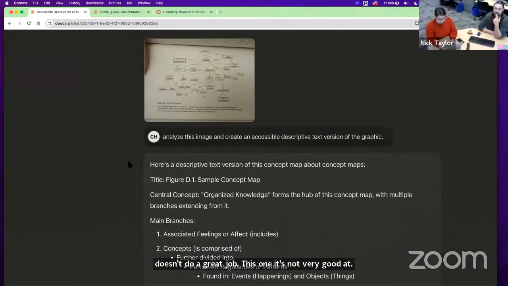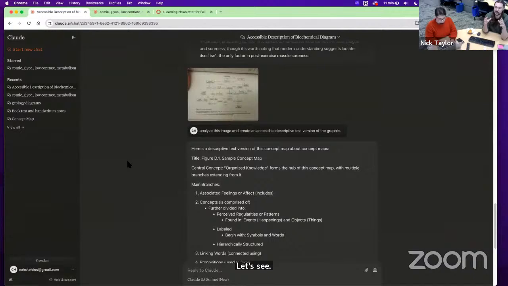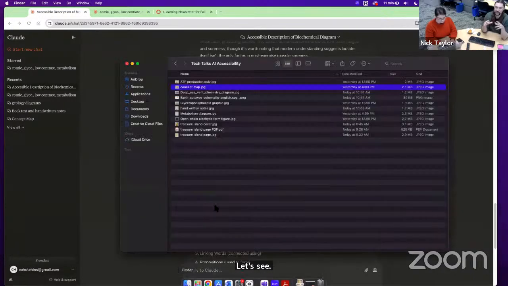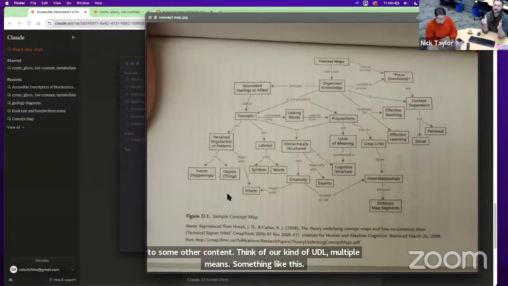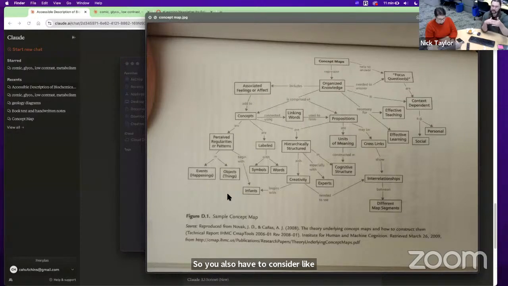Well, and something I might note on that, there's a lot of information within that concept map. I think of concept maps as a way to, again, organize some information that has a hierarchy or connection, but it's to simplify or act as an addition to some other content. Think of our UDL, multiple means. Something like this will never truly be accessible. So you also have to consider, one, anything that it spits out for this, you can't make alt text. Alt text should hopefully be like 1 to 2 sentences, and we already kind of break the rules with complex graphs and things like that.